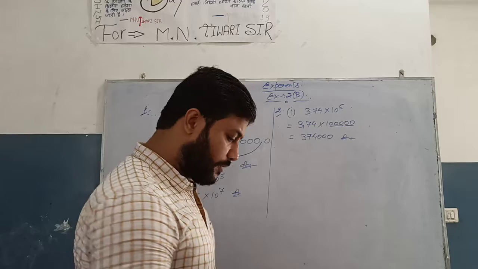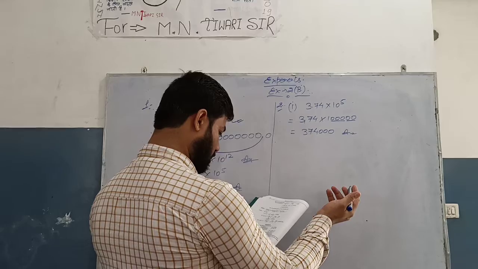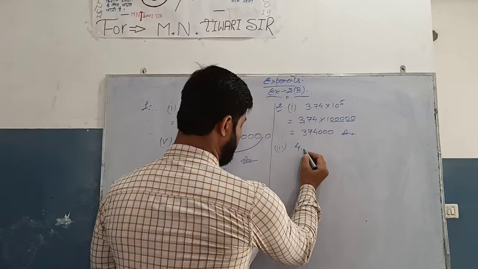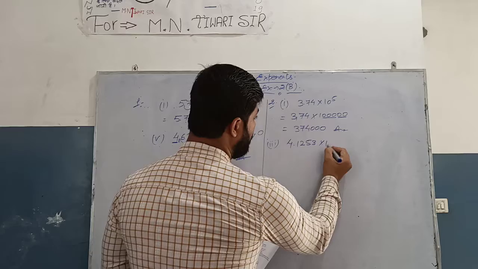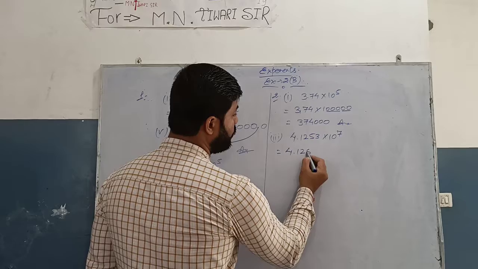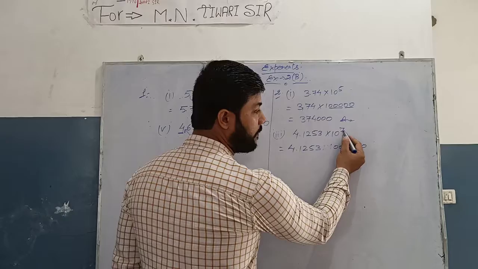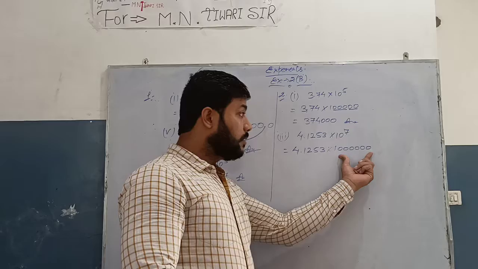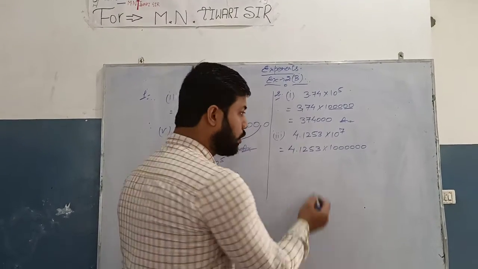Now we'll take one more question from it to make it clear. Question number 3 says 4.1253 into 10 to the power 7. So we can write it as 4.1253 into 1 2 3 4 5 and 6 and 7. The power is 7, so we will write 7 zeros here. Now these 7 zeros means this number is to be multiplied with 4.1253.